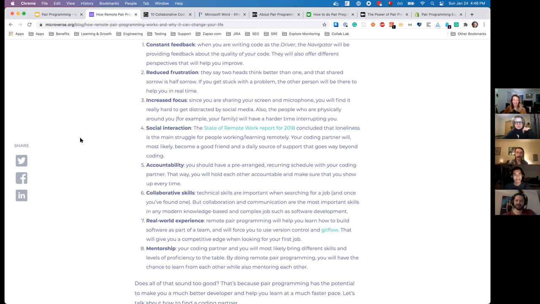It's also a great way to get real world experience as part of a team in terms of using Git and version control. Being able to share your code with someone else, push up branches and do that kind of thing is really going to give you more practice in that arena. And lastly, it's going to be a great opportunity for mentorship.